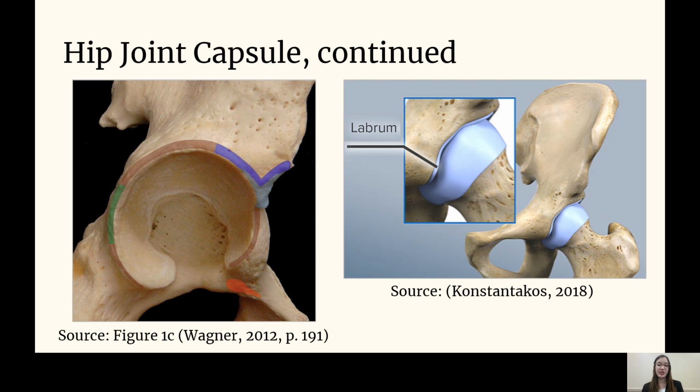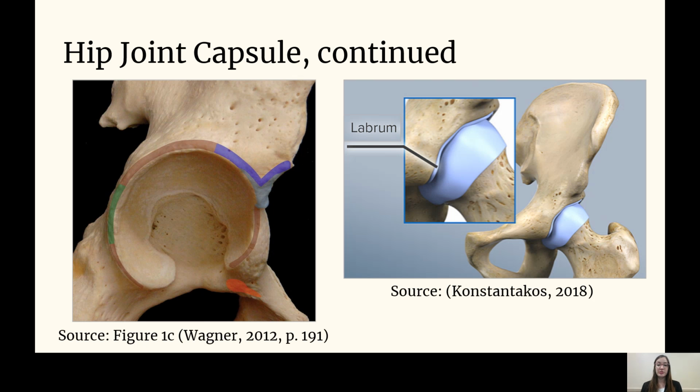The image on the left shows how the supporting structures of the hip encircle the acetabulum and the femoral head to provide stability. The green, purple, gray, and orange on the left image represent the proximal attachment sites of the capsular ligaments that we talked about in the previous slide, and the brown color represents where the fibers of the articular capsule surround the hip joint.